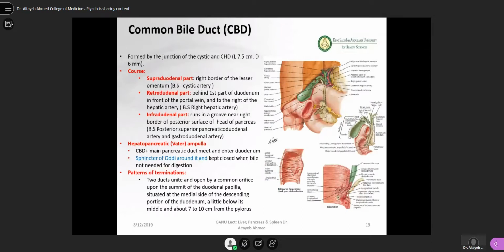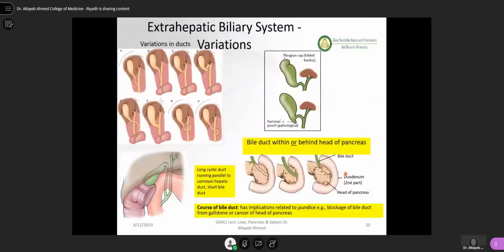The ampulla of Vater here is surrounded by what we call the sphincter of Oddi, and it has various types of opening. As you can see, usually the common bile duct joins the pancreatic duct and they open together, which we call the ampulla of Vater. The lower part of the pancreas and the lower part of the head usually drain into the minor duodenal papilla, which is about 2 centimeters above this area in the second part of the duodenum.